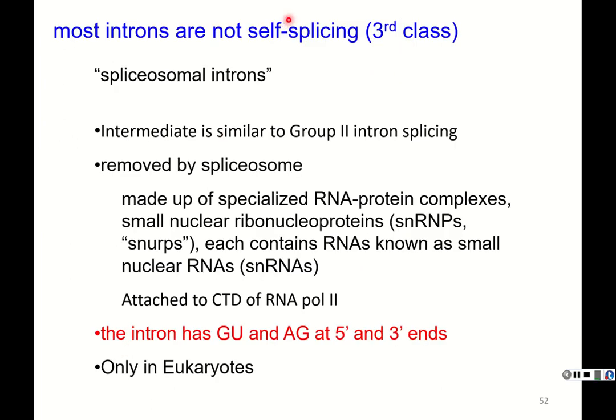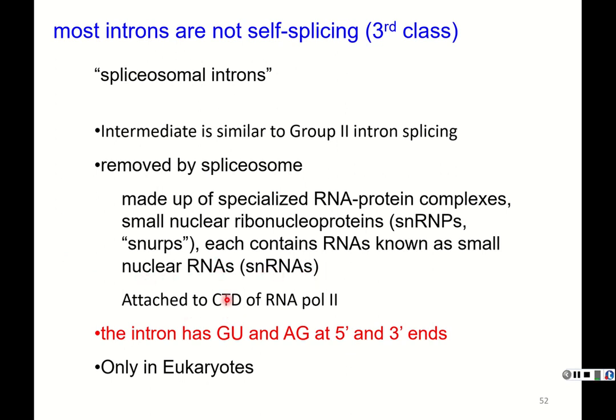Okay. Well, it turns out most introns are not self-splicing. They're actually the third class, and we call these spliceosomal introns. The intermediate is similar to group 2 intron splicing. They're removed by what's known as the spliceosome. And the spliceosome is made up of specialized RNA protein complexes termed small nuclear ribonucleoproteins, SNRNPs, or SNRPs. Each contains RNAs that are known as small nuclear RNAs.